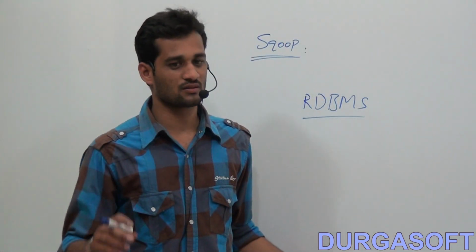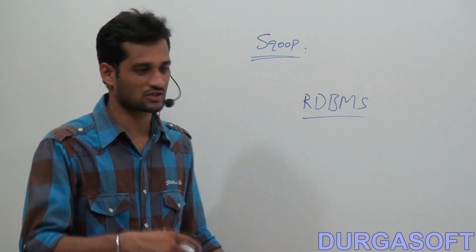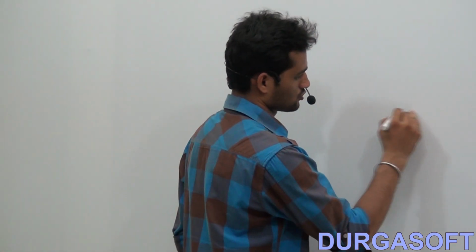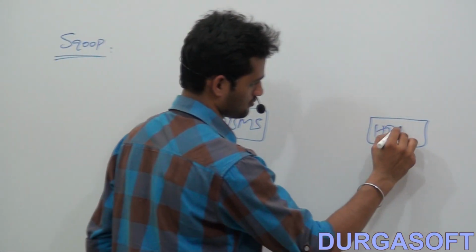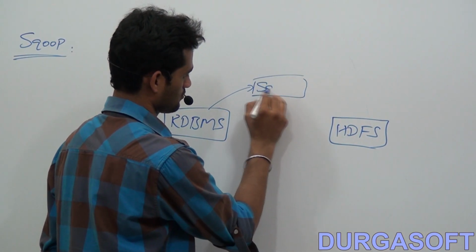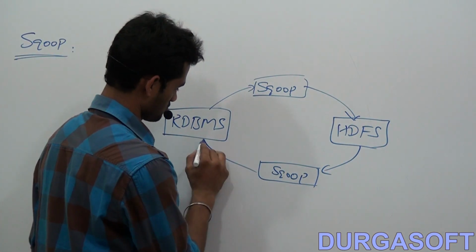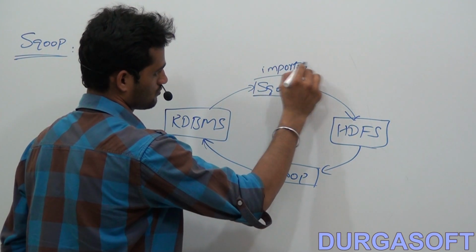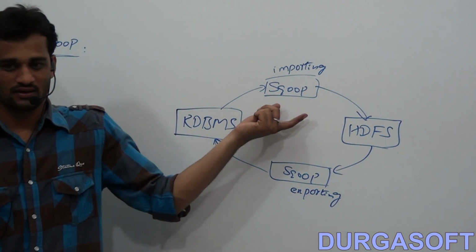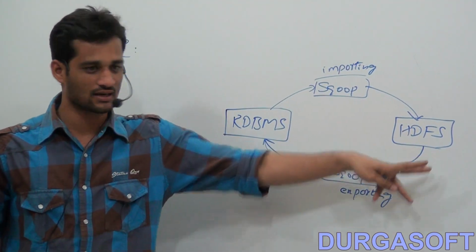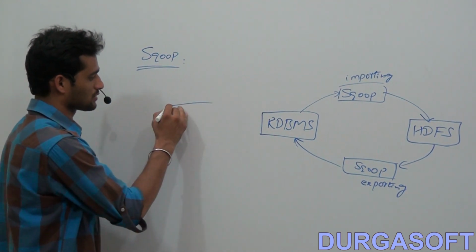Similarly to say, Sqoop is an interface between the RDBMS and HDFS. It works as a bridge between those two, either for importing data or for exporting data. Sqoop is a tool. It is working like a bridge between RDBMS and HDFS, either for importing or exporting data. So it seems like an interface. This Sqoop has also been built on top of MapReduce.